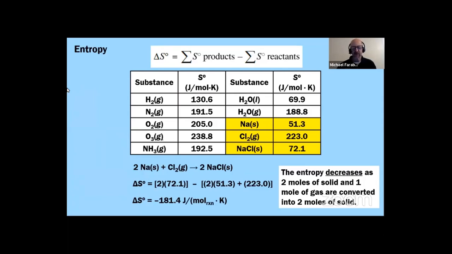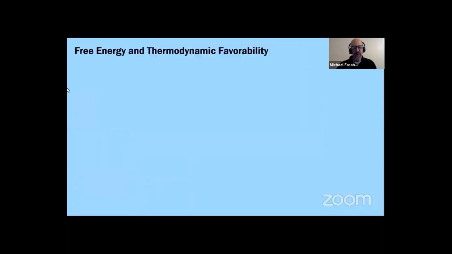Okay, so I've talked about entropy. I would like to also talk about free energy and thermodynamic favorability. Some textbooks, and depending on your teacher, maybe the teacher might use this phrase, will use the term spontaneous. But the AP course and exam description tends to avoid the word spontaneous, and they instead prefer the phrase thermodynamically favorable. So what exactly is free energy?